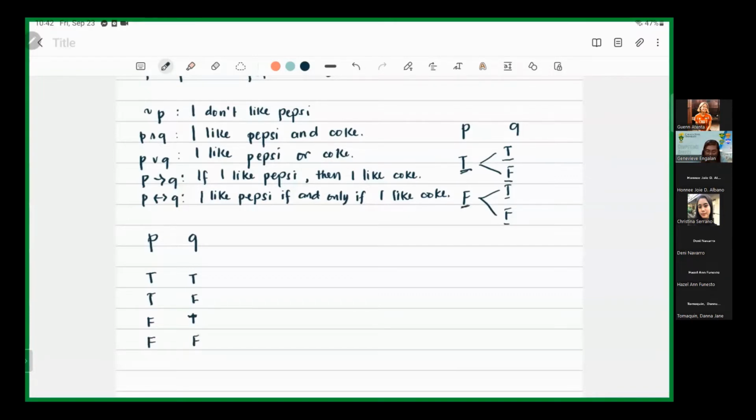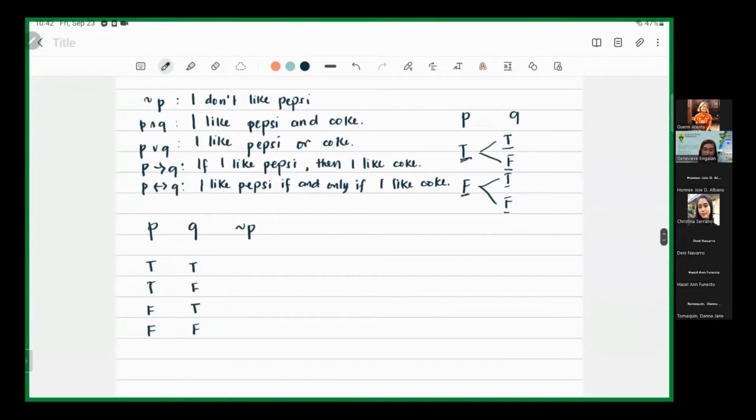That is the standard if you make a truth table with two statements. Now if you have not P, what will this be? P is true, true, false, false, so not P becomes false, false, true, true. Negation just flips it: if true, it becomes false; if false, it becomes true.